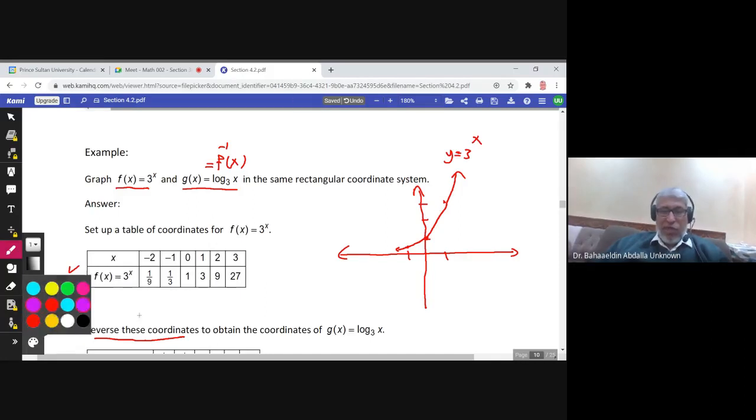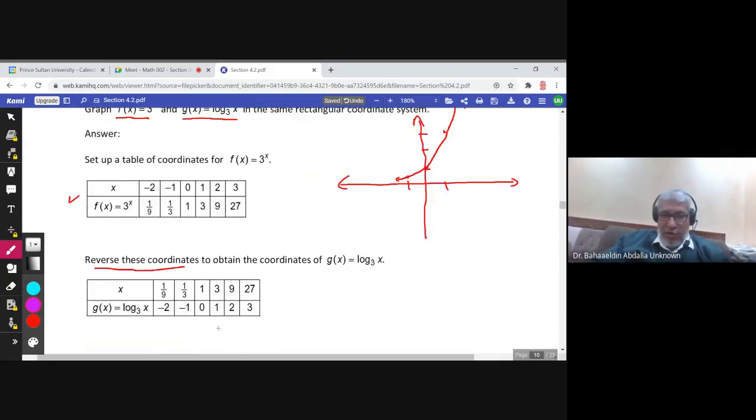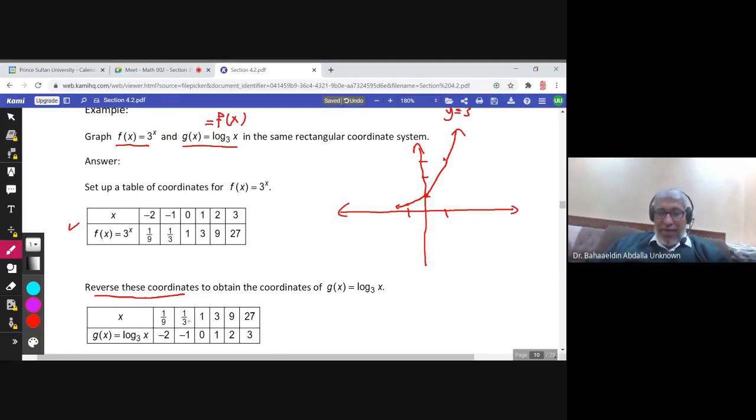Now let us sketch the graph of the logarithmic function, this one. I'll take these 3 values. When x is 1 over 3, so x is here, 1 over 3, y is -1, so at this point. When x is 1, y is 0, so this point. When x is 3, y is 1. So the graph would be like this. So this is the graph of log x to the base 3.